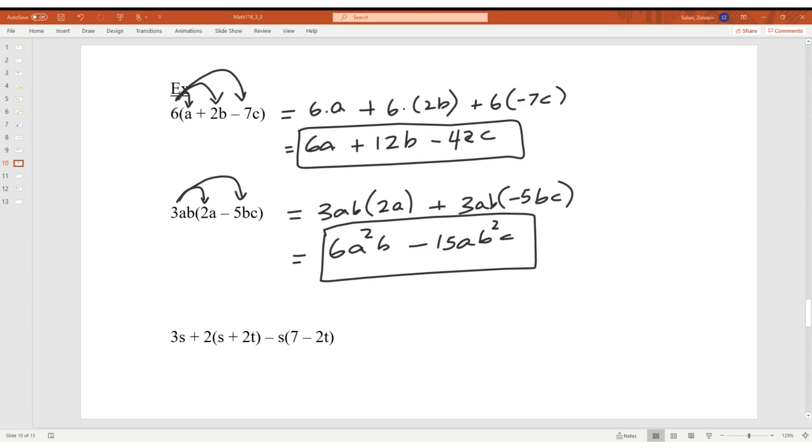Okay, so let me show you visually what you are going to do. You distribute the 2 over s and 2t, you distribute negative s over 7 and negative 2t, then simplify the expression. If you have any question, just type on the chat.